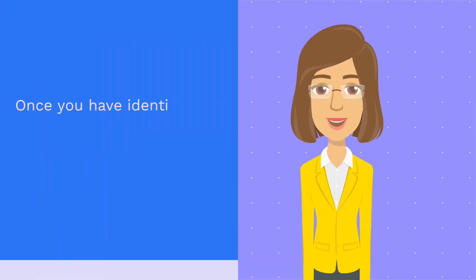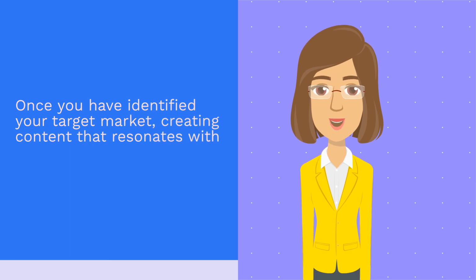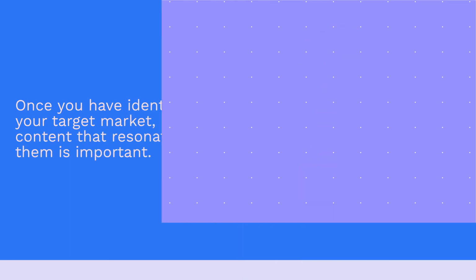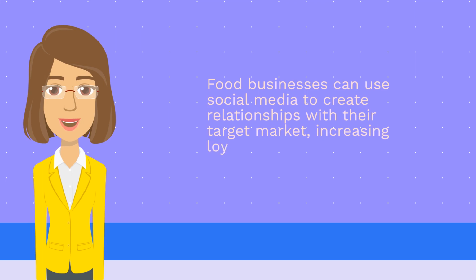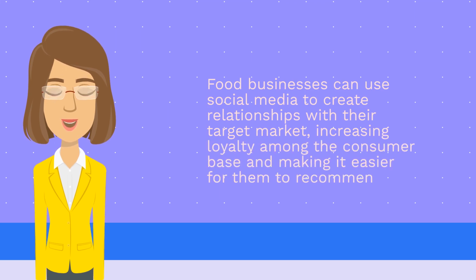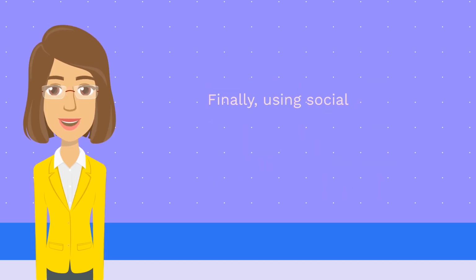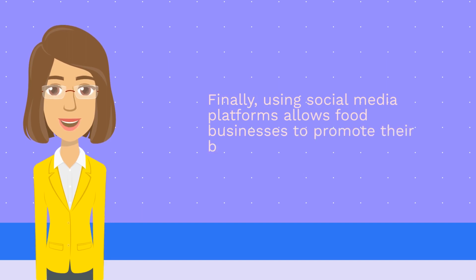Once you have identified your target market, creating content that resonates with them is important. Food businesses can use social media to create relationships with their target market, increasing loyalty among the consumer base and making it easier for them to recommend your business to others. Finally, using social media platforms allows food businesses to promote their brands and sell the single items or full menus they offer.